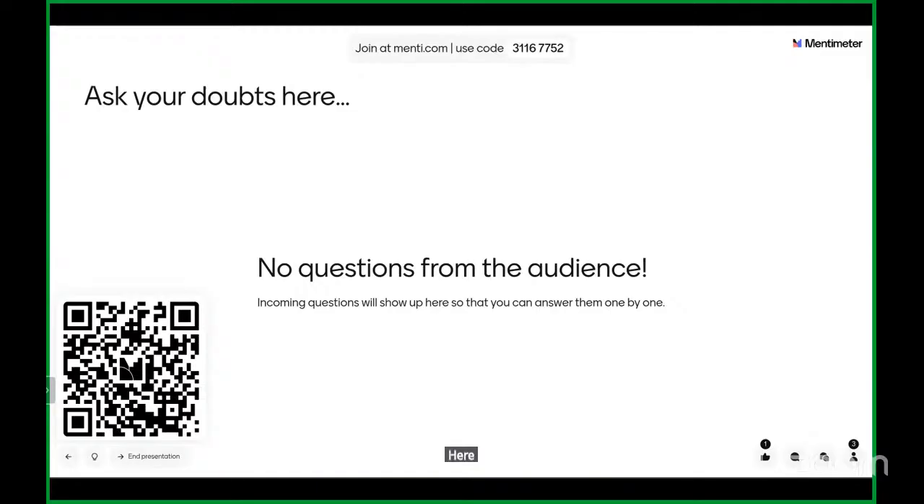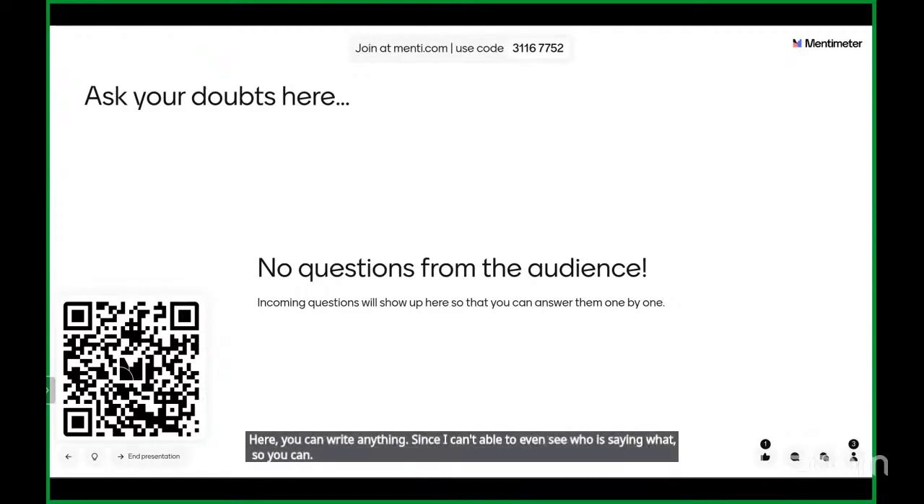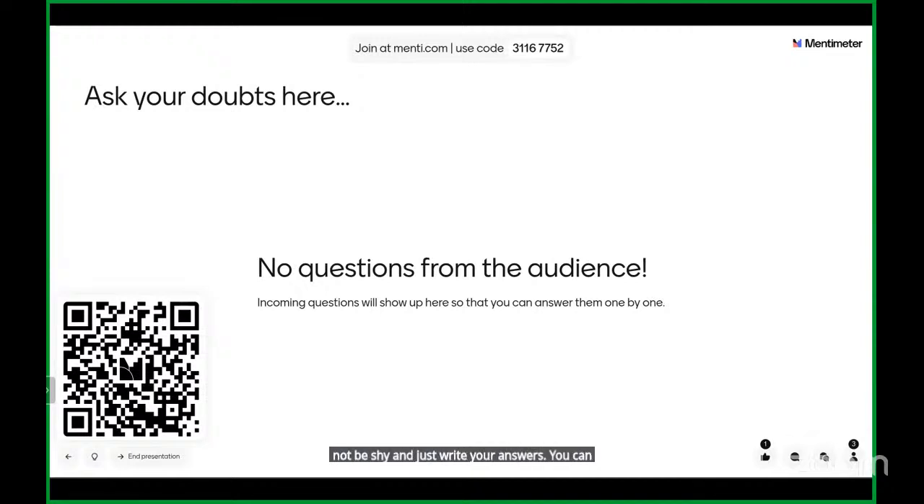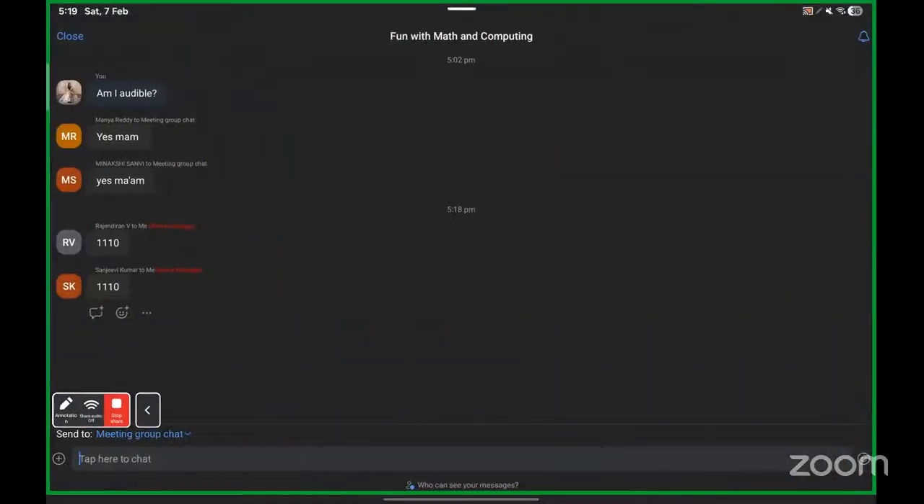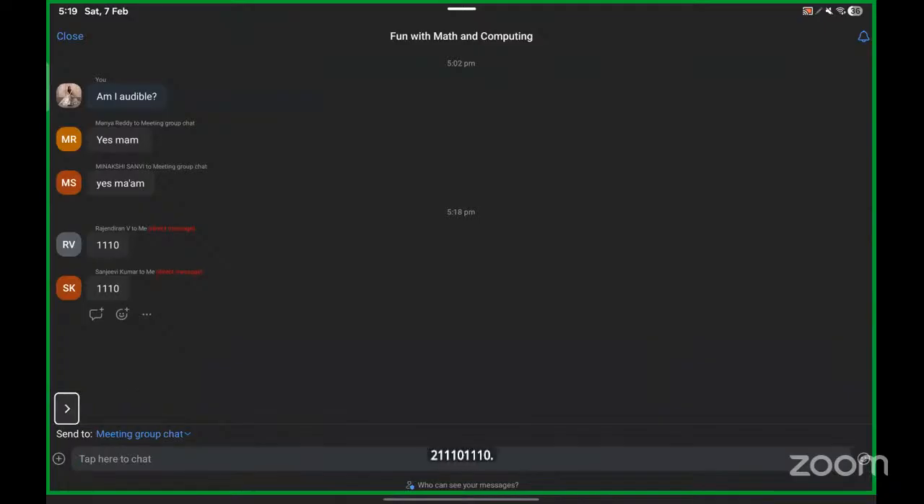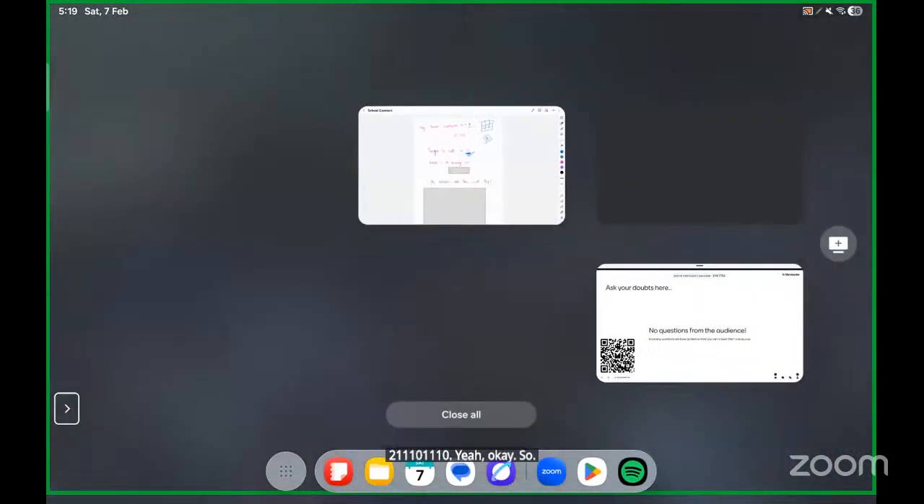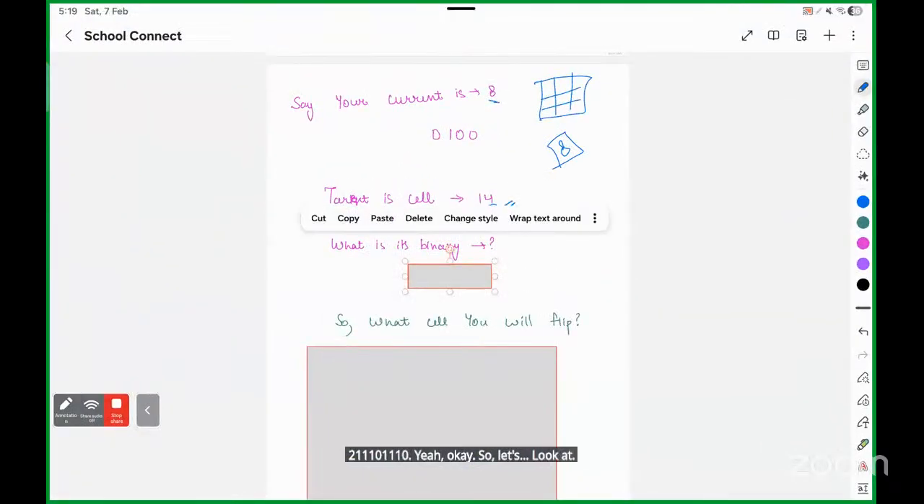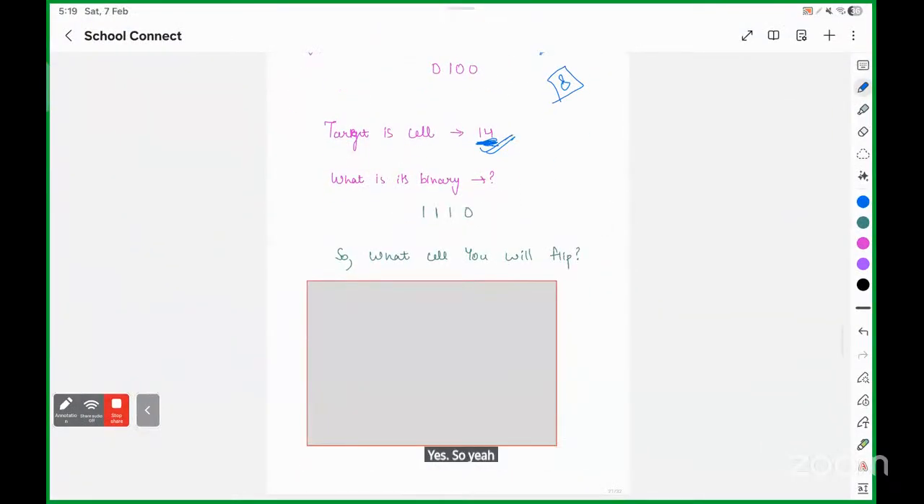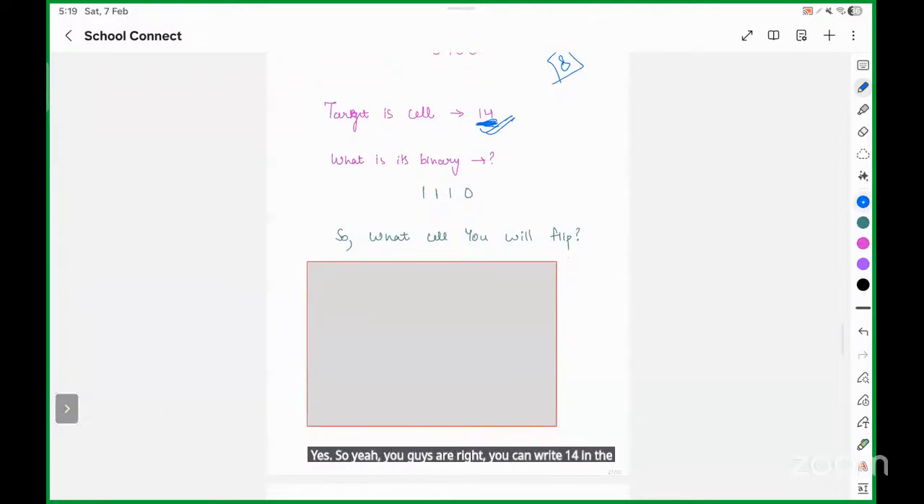Here you can write anything since I can't even see who is saying what, so you need not be shy and just write your answers. You can join this by using the QR. I see only 3 people have joined, so it will be better if more people are here. Okay, let's look at the Zoom. Let's show 1110. Yeah, okay. So let's look at this. So yeah, you guys are right. You can write 14 in the binary as 1110.